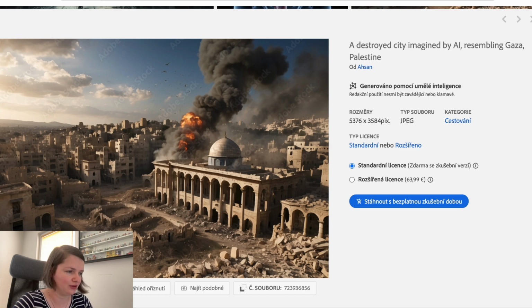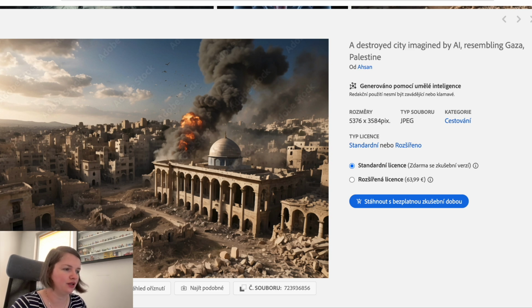Why? Well, who is going to buy this image? Will the person who buys it illustrate something and say that it resembles Gaza? I don't think so. If they buy this image, they are going to say that this is a bombarded Gaza. But it's not. So they would be spreading fake news.